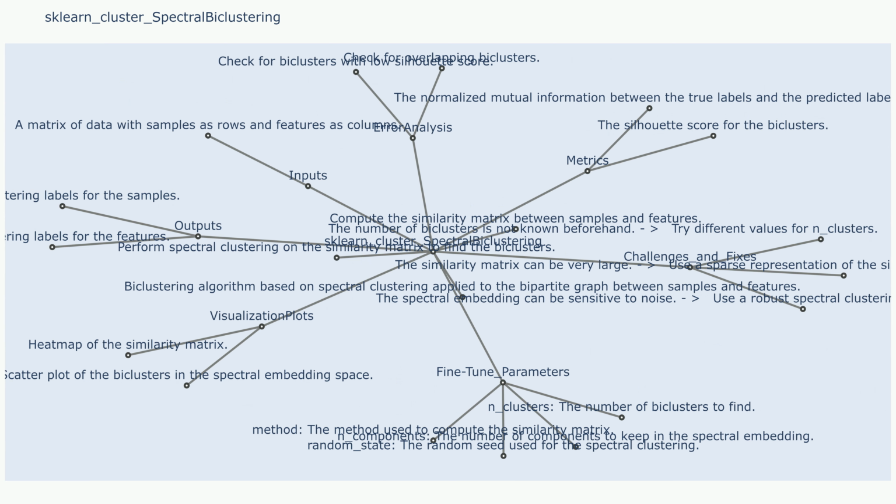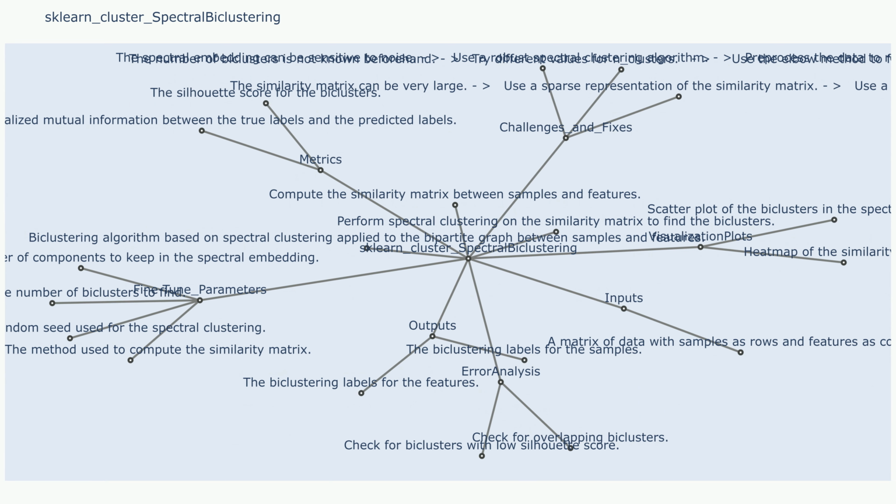Uncertainty methods. Bootstrap resampling. Repeat the biclustering process multiple times with different random subsets of the data to estimate the stability of cluster assignments. Challenges and fixes.